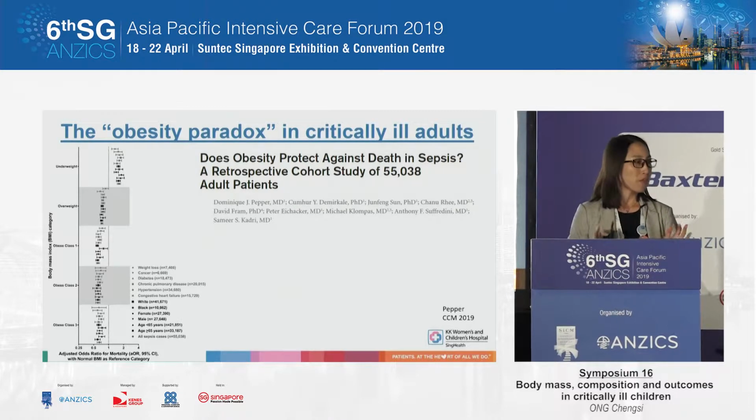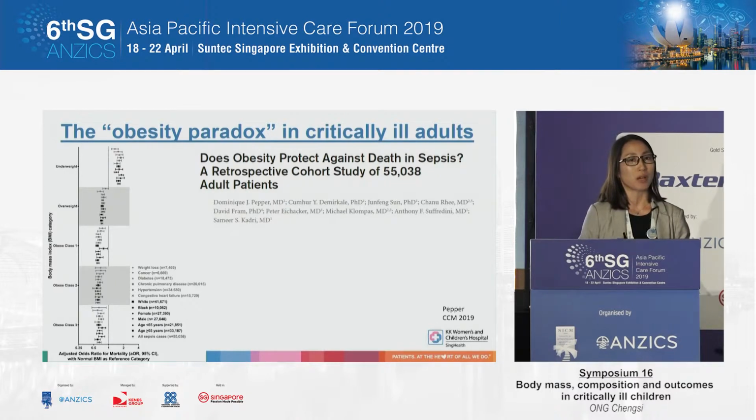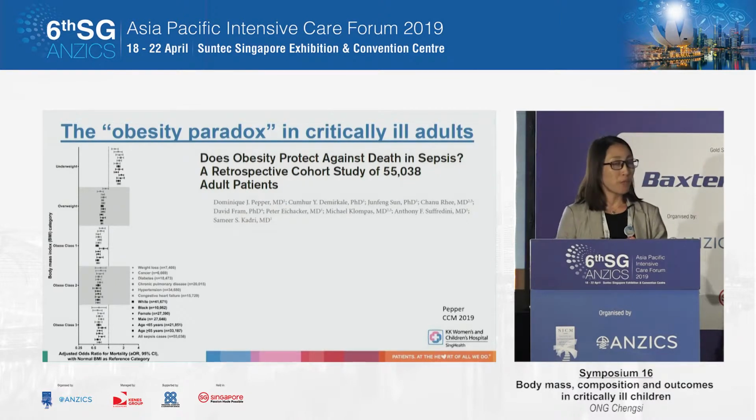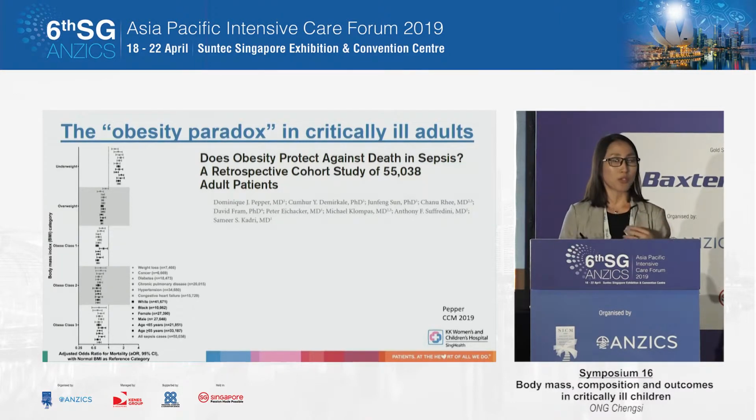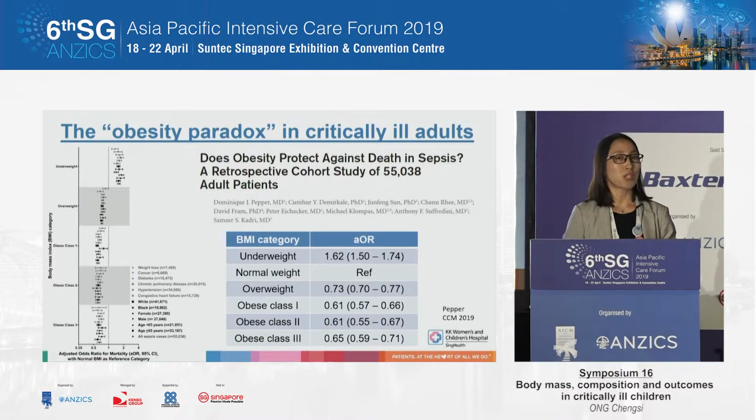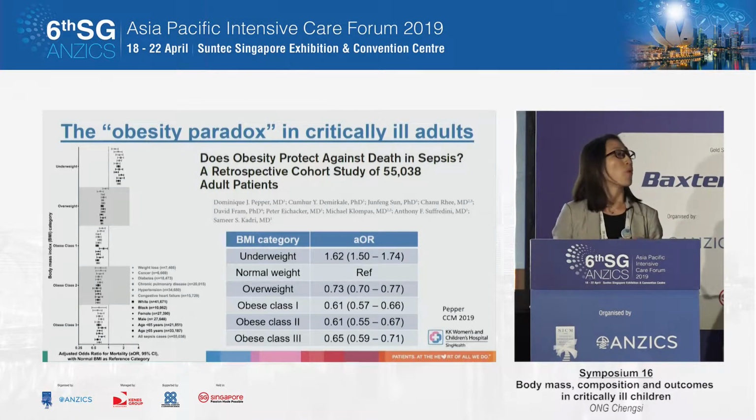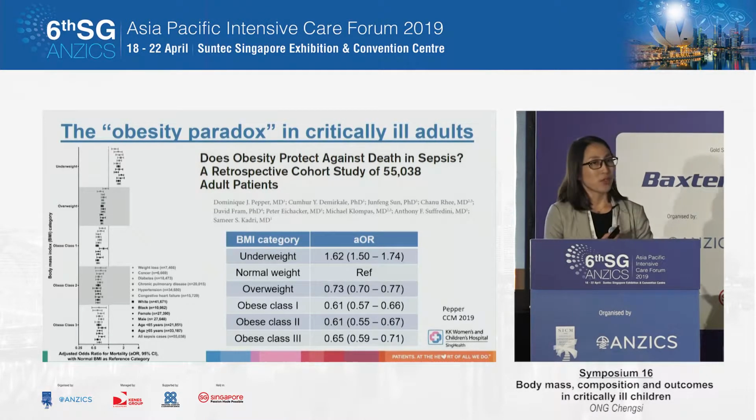There are a lot of studies that have shown this, and this is one that's more recently published in Critical Care Medicine on 55,000 critically ill adults with sepsis. And what they have shown, basically you can see in the picture on the left, the adjusted odds ratios. The underweight have an adjusted odds ratio of about 1.6 for death. And if you are overweight and obese, you seem to have a lower risk for mortality. Yeah. So what about in children?